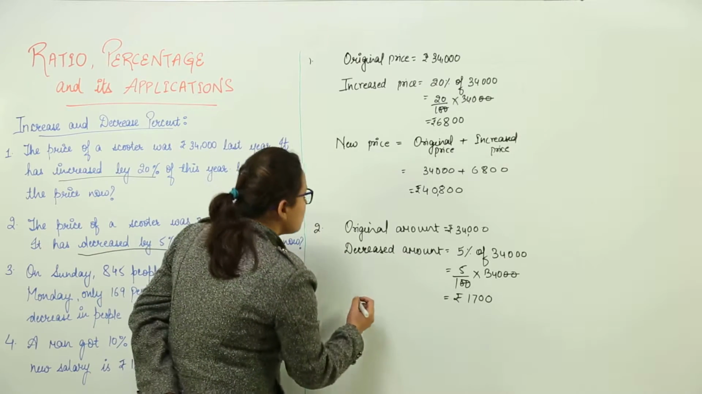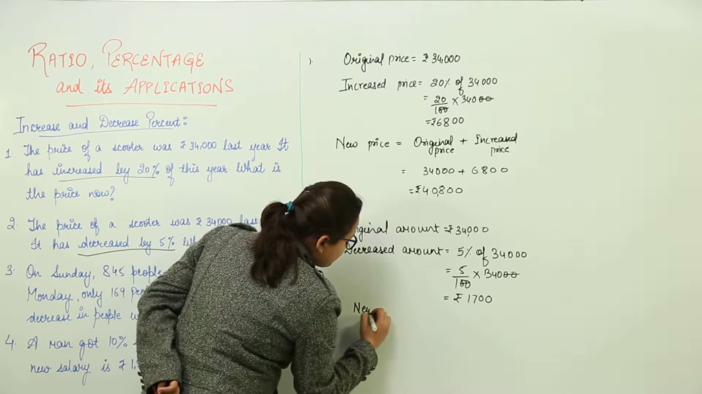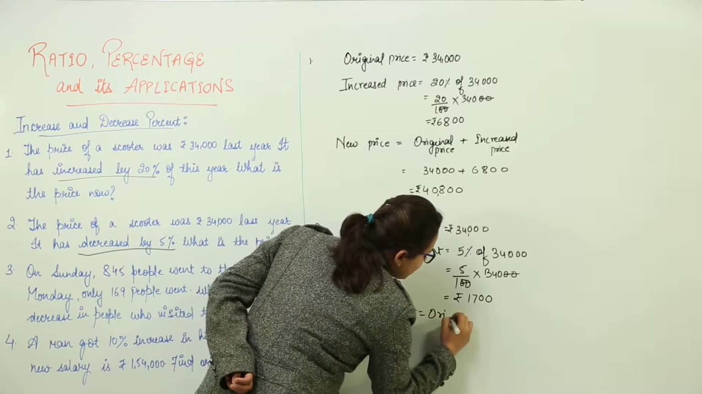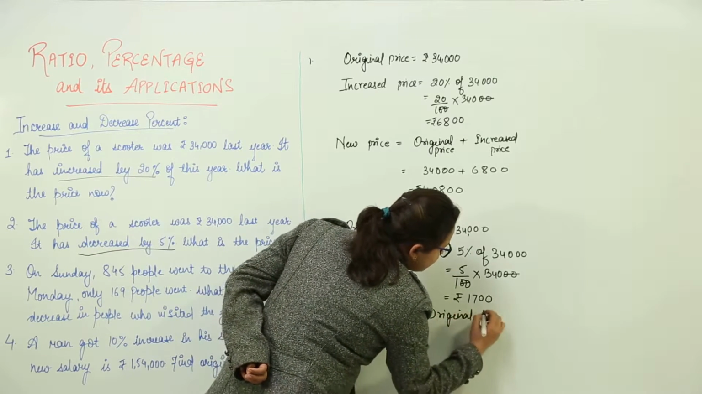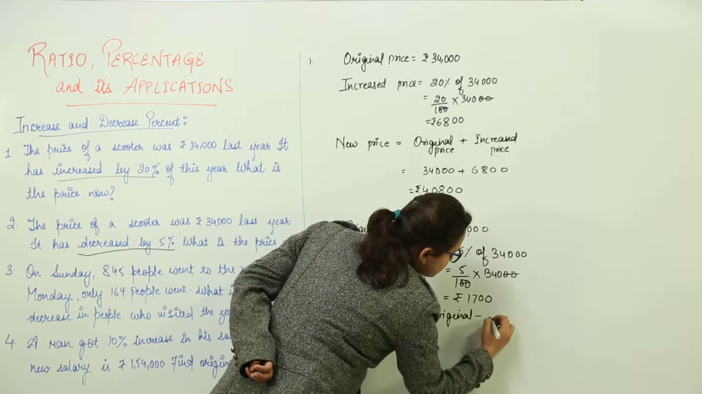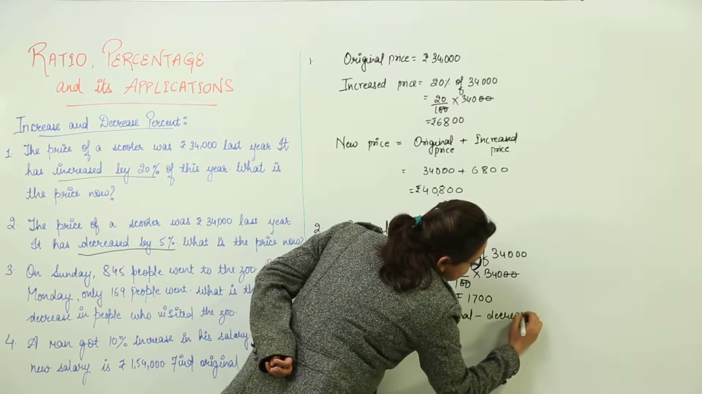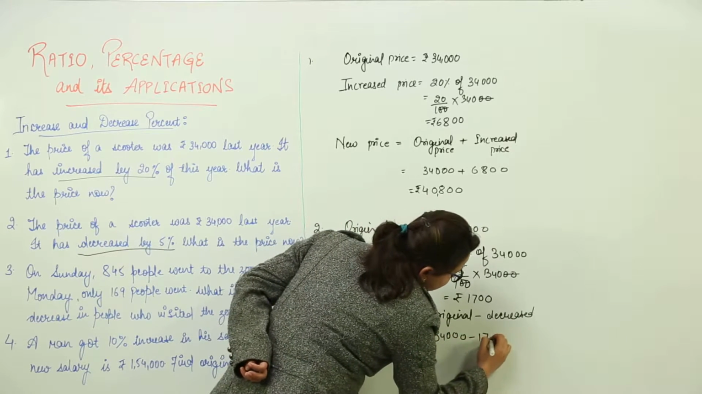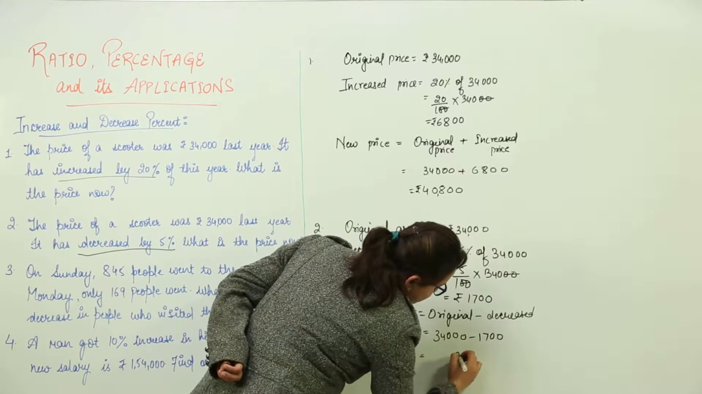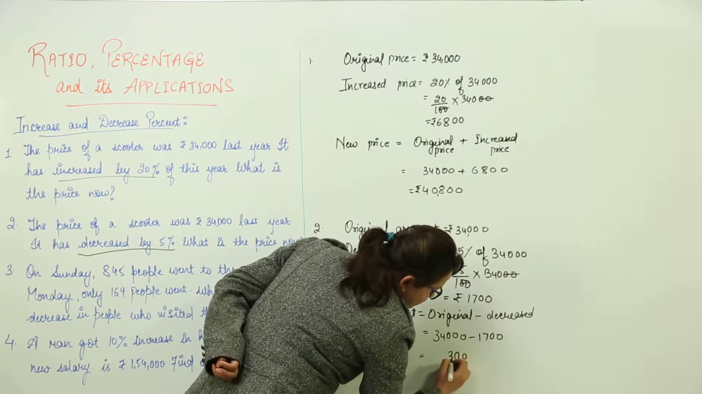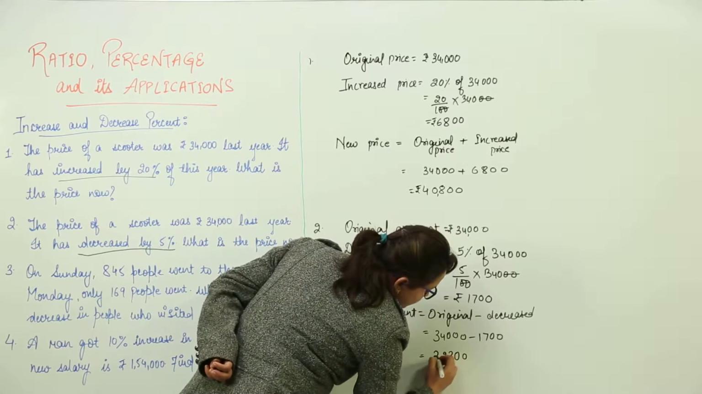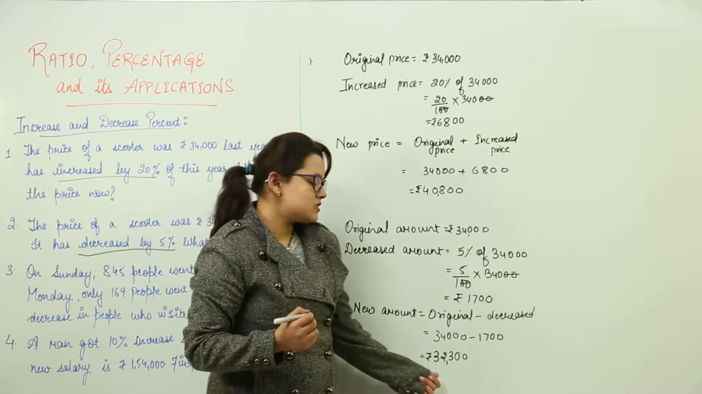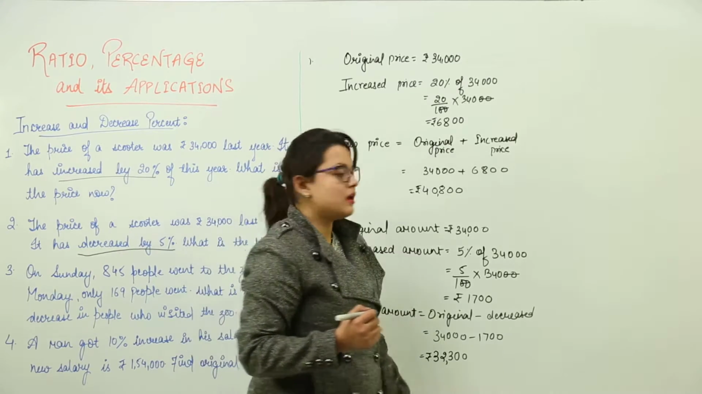So what is the new amount now? The new amount would be equal to the original amount and we would subtract the decreased amount from this. So original minus decreased, that is equal to 34,000 minus 1,700. That is equal to 0, 0, 10 minus 7 is 3, 3 minus 1 is 2, and 3. That means the new amount or the leftover amount is 32,300 now.